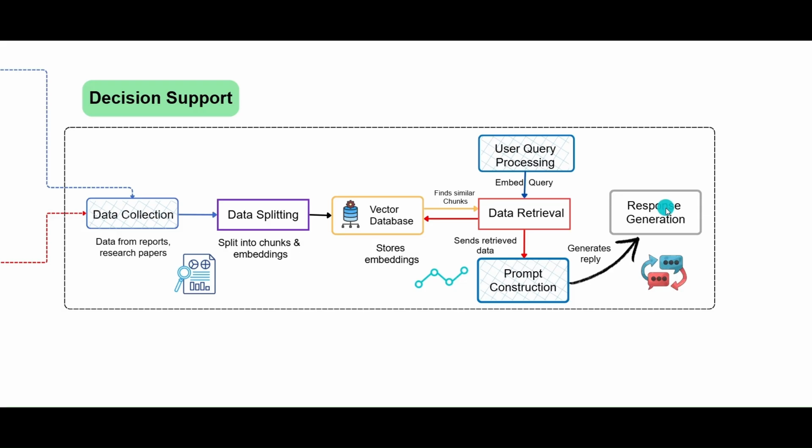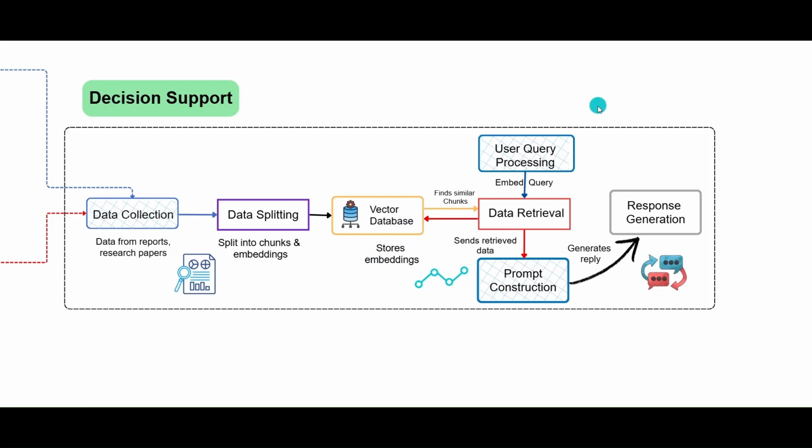I'll walk you through our decision support chatbot, which works seamlessly with the groundwater forecasting workflow. This process is straightforward and based on a powerful RAG architecture. First, for data collection, we feed all the official reports and research papers related to groundwater into our system. Then, during data splitting, all the information is broken down into smaller, logical chunks. These chunks are then converted into embeddings. These embeddings are then stored in the vector database.